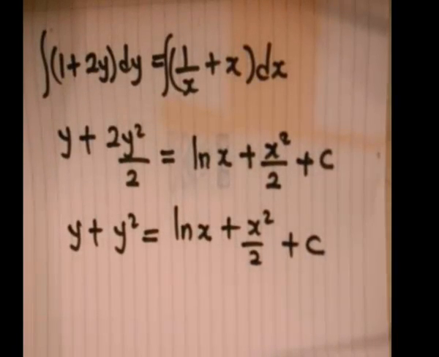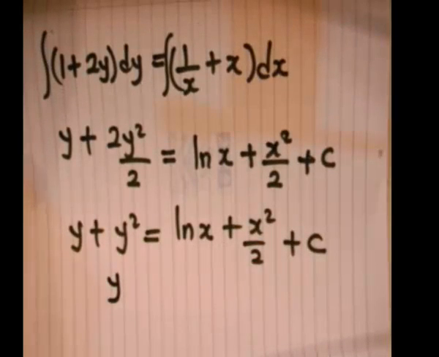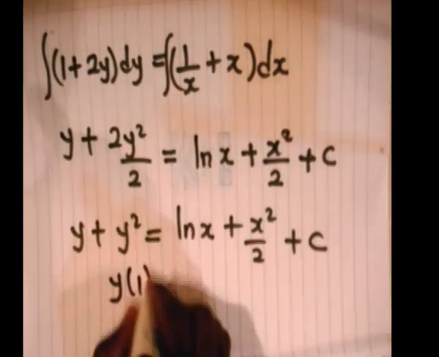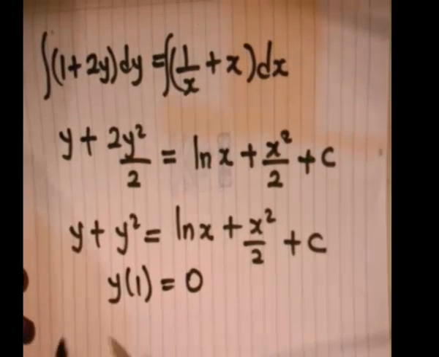Is this all? No. We're given an initial condition. And what is the essence of an initial condition? It's for us to get the value for the arbitrary constant c. So let's apply the initial condition. The initial condition is y equals 0 when x equals 1. y equals 0 when x equals 1.